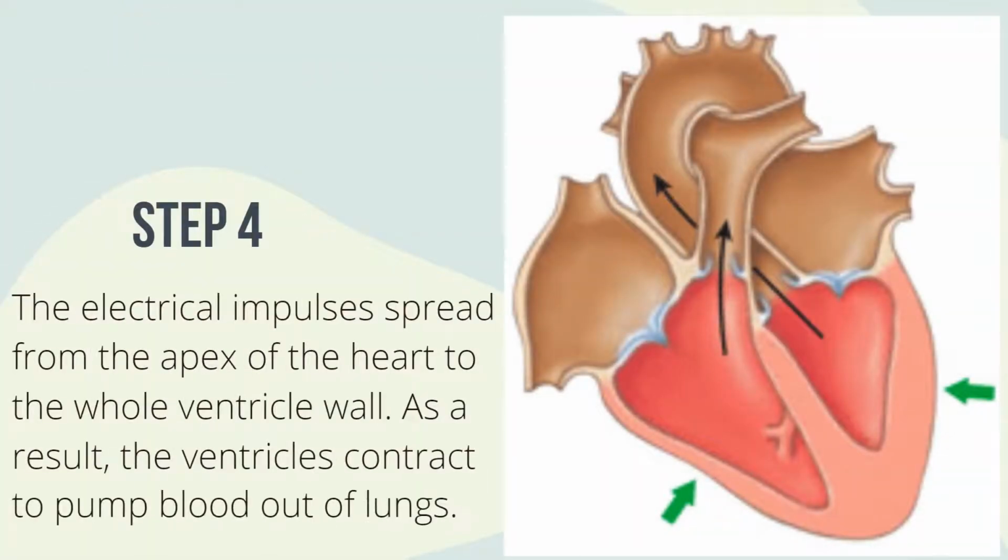Lastly, step 4: the electrical impulses spread from the apex of the heart to the whole ventricle wall. So from the apex to the ventricle wall. As a result, the ventricles contract, following the green line, to pump blood out of the heart. So from the ventricle, pump it out. Sorry, not lungs, it's heart actually. Pump it out of the heart.